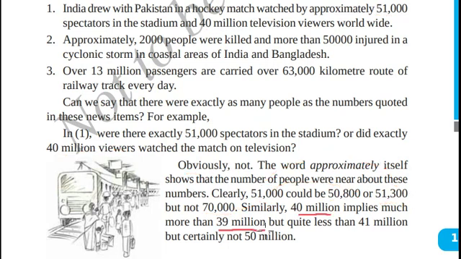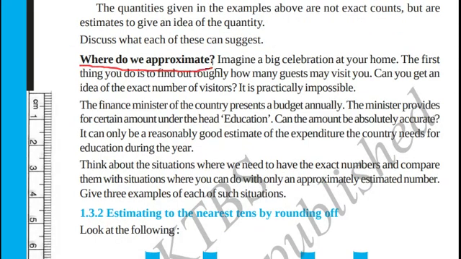There could be 39 million people watching the television or 41 million people watching the television, but certainly not exactly 40 million. We just approximated the numbers. Where do we need approximation? Why do we have to approximate the numbers?